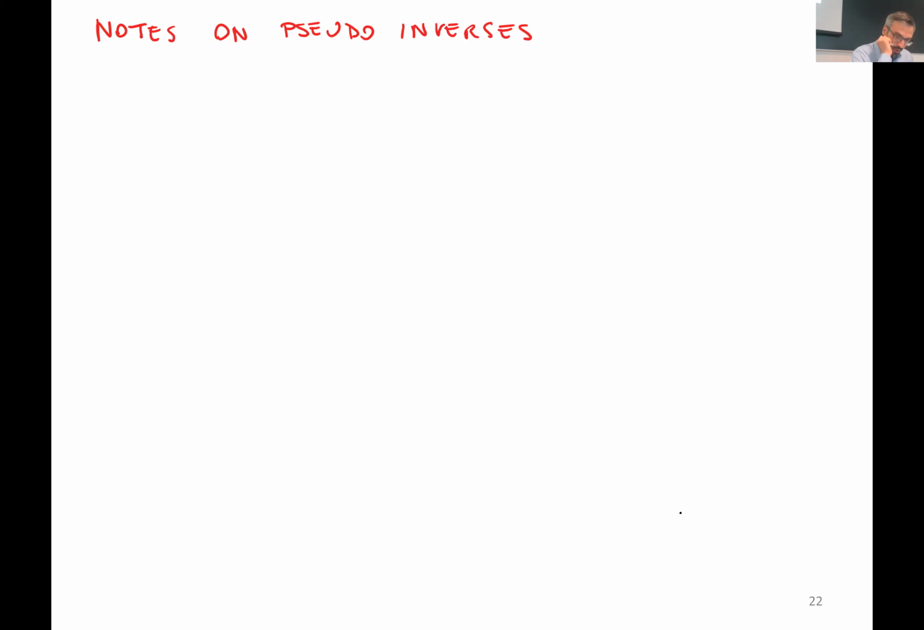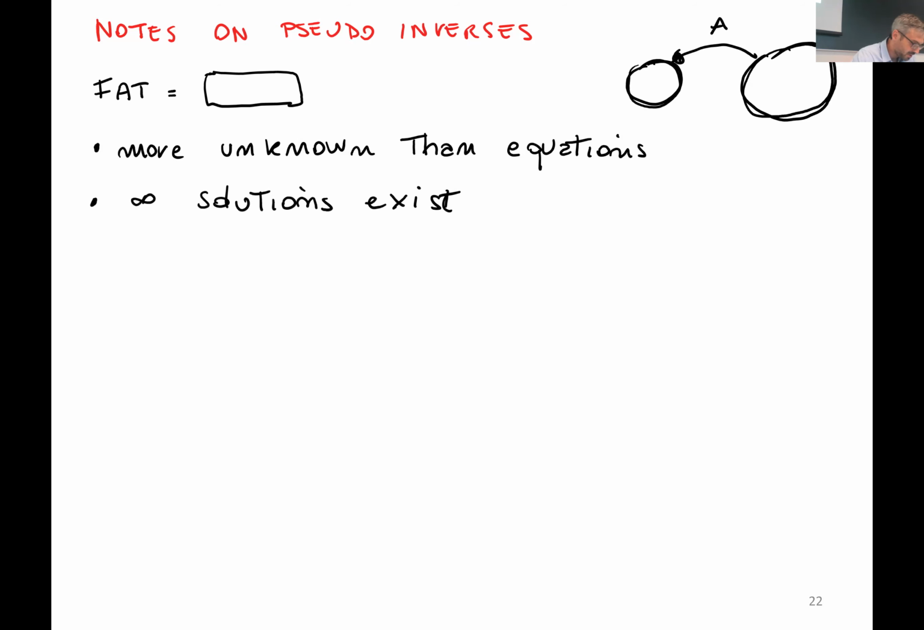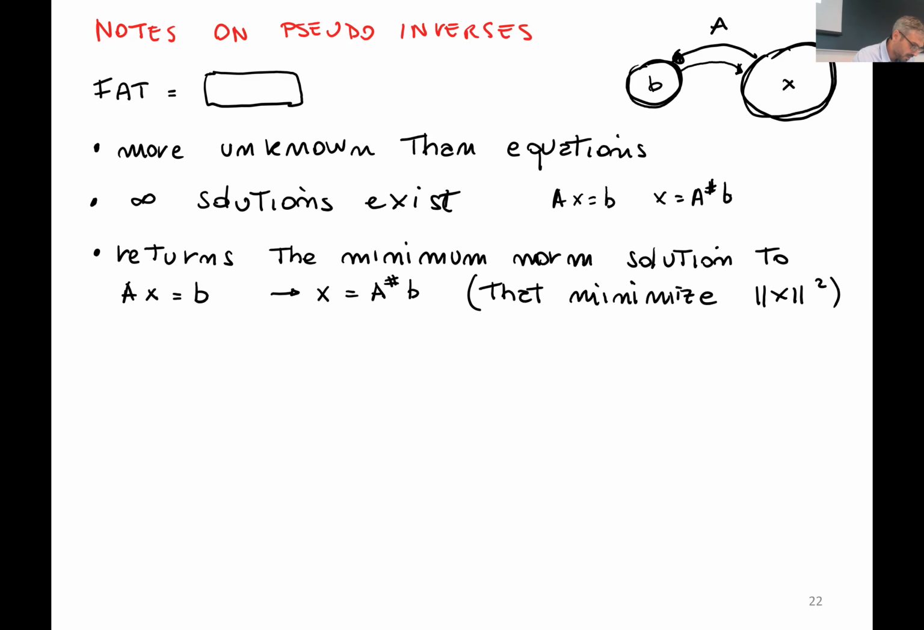Now let me give you some more notes on pseudo-inverses. You need to think of a fat matrix as something that maps from a bigger set to a smaller set. There are more unknowns than equations. There exist infinite solutions, for example, to the inverse problem. If you think about Ax equal to b, we have x here, b here. With the inverse problem, we have infinite solutions.